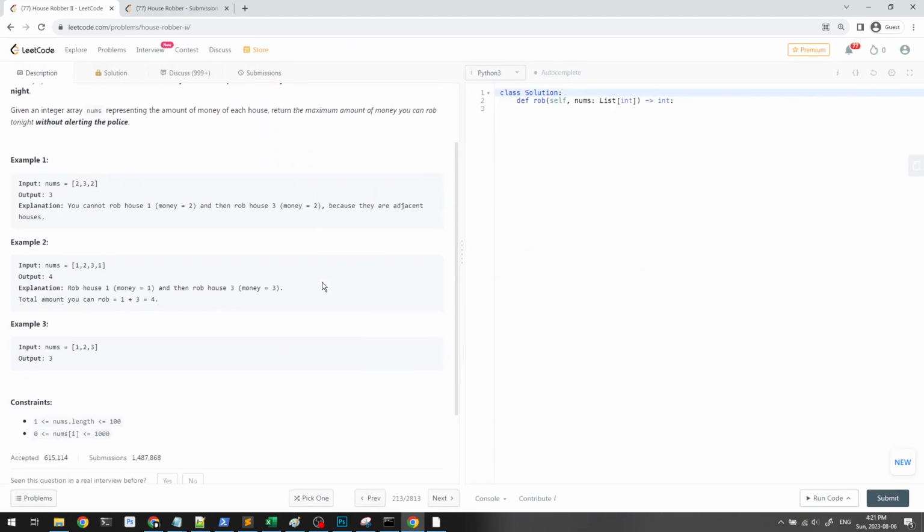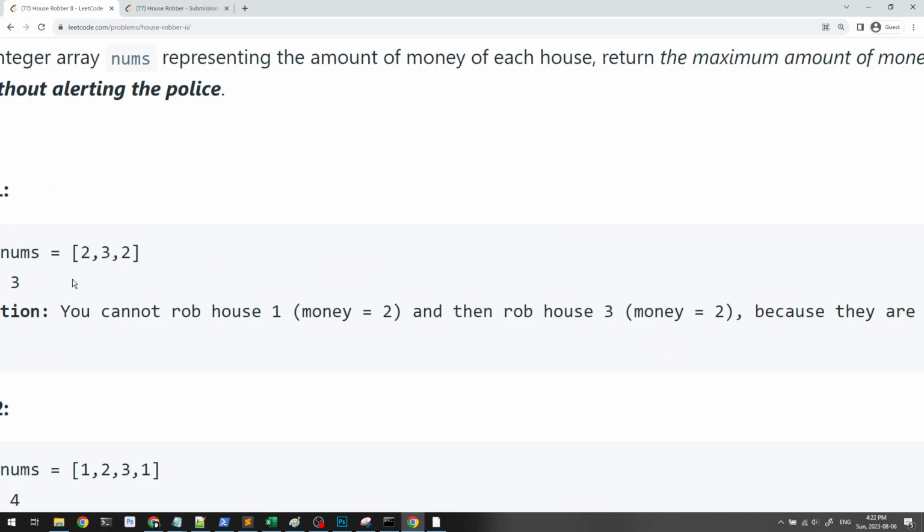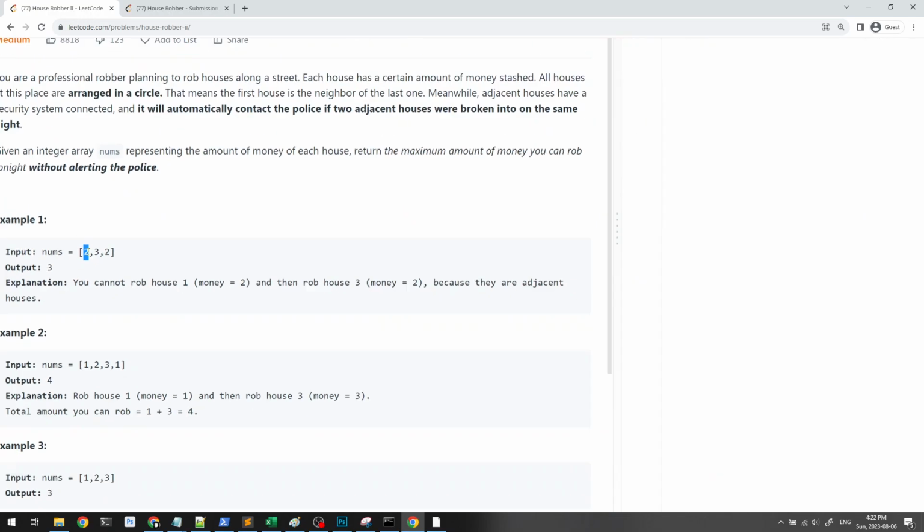Okay, so we've actually done a similar problem before. We've done House Robber 1, and in House Robber 1, essentially, the description is exactly the same, but the only difference is that the houses are not arranged in a circle. So this last house is not connected to this first house. If we rob the last house, it doesn't stop us from robbing the first house. But in this case, we actually are stopped from doing it.